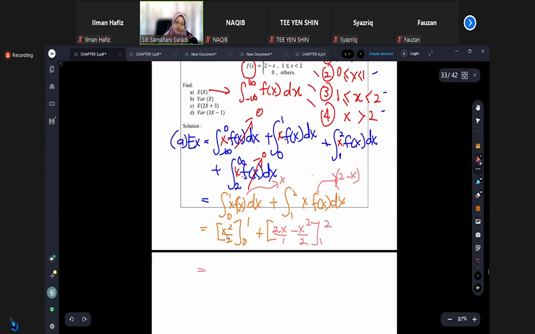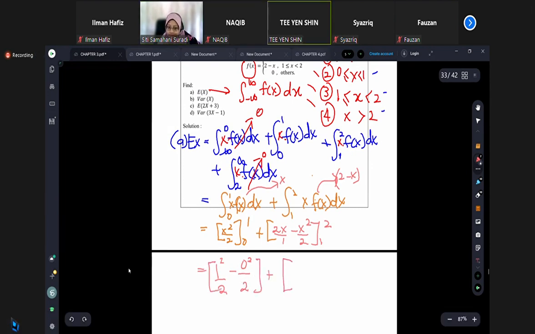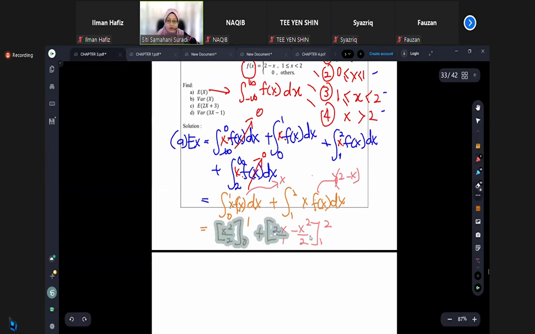So this one is 1 and 2. Alright, so substitute the equations. That means 1 over 2, minus 0 over 2, power of 2 over 2, plus, we need to multiply the x into 2x. Yes, I forgot. Supposedly multiply. So we have to multiply first, then integrate. Sorry, I did not multiply.